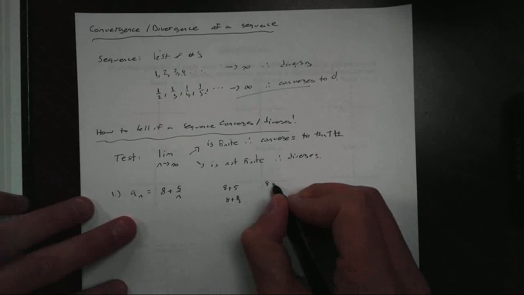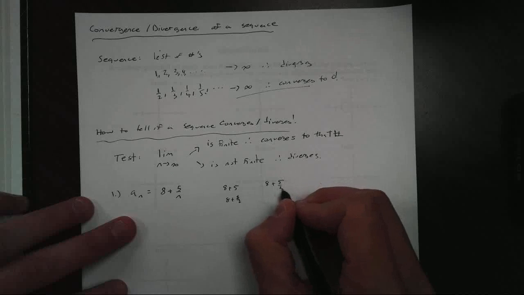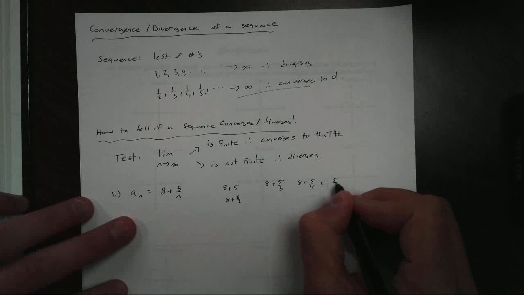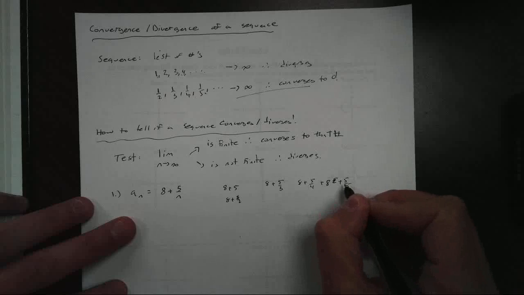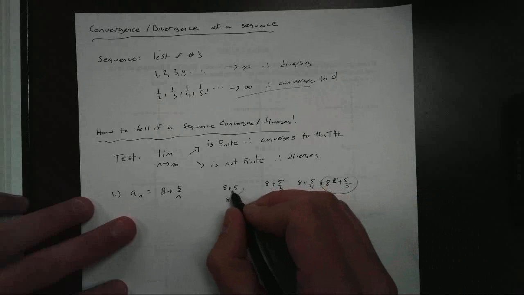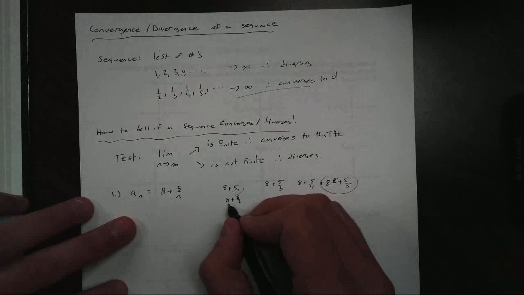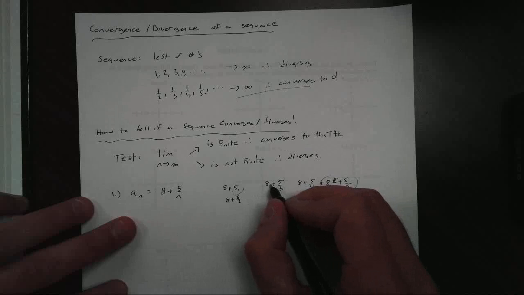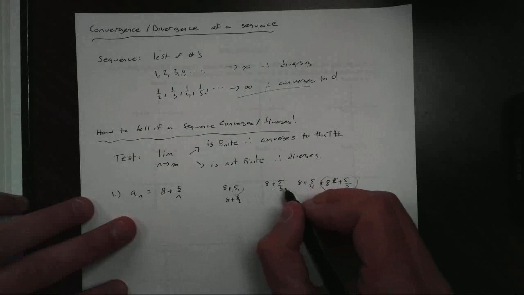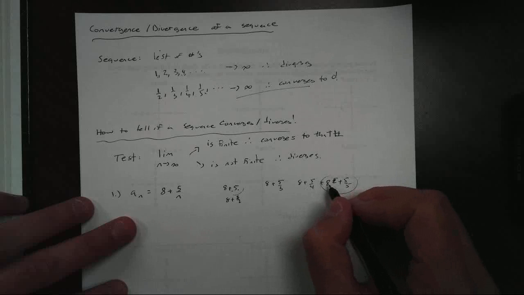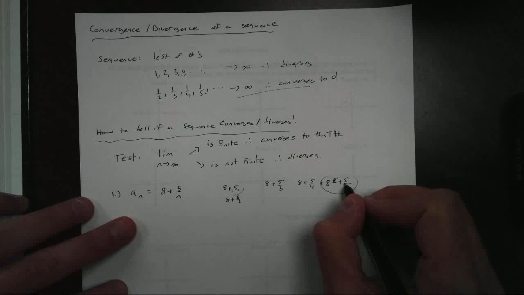Then 8 plus 5 thirds, 8 plus 5 over 4, 8 plus 5 over 5. If you notice what's happening, when I add 8 plus 5, I get 13. Here I get 8 plus 5 over 2, which is 10 and a half. Here I get 8 plus 1 and 2/3, so 9 and 2/3. 8 plus 1 and 1/4, so 9 and 1/4. Here it's 8 plus 1, so I get 9.